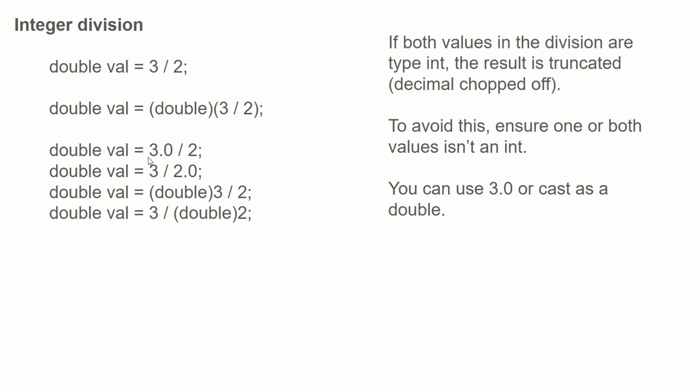The bottom 3 examples are all different ways that you could divide two integers and have a double be the result. So 3.0 divided by 2, that means that this 3 is a double. Or you could make the 2 a double. Or you could make the 3 a double by casting to double. But notice there's no parentheses. So if there's no parentheses, that means the first thing that happens is 3 gets treated as a double, and then we divide it by 2. So all of those are great ways of ensuring that you don't perform integer division.